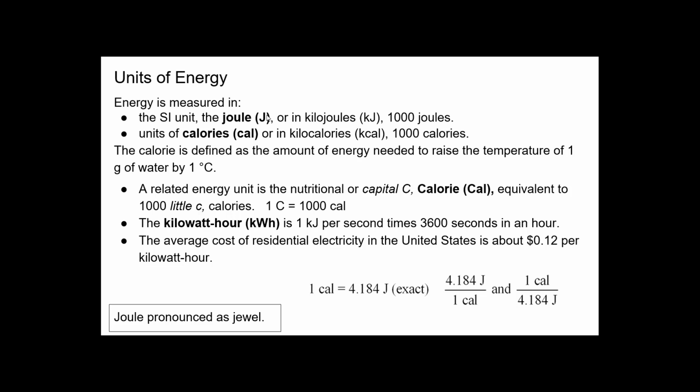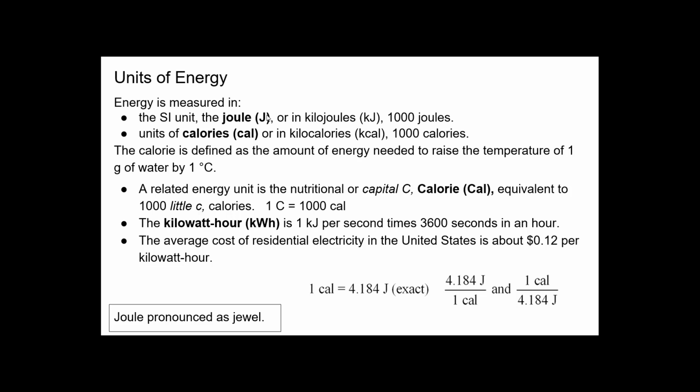Now, a related energy is nutritional. It's a big C. It's a capital C. And that equals, which I wish they had thought of something different, but a capital C is equivalent to 1,000 little calories. So 1 large C equals 1,000 calories. And so 1 kilocalorie is equal to 1 large C calorie, and both of those are equal to 1,000 calories. That's more nutritional. The food content on the side of a box, that's what that one tends to be used as.